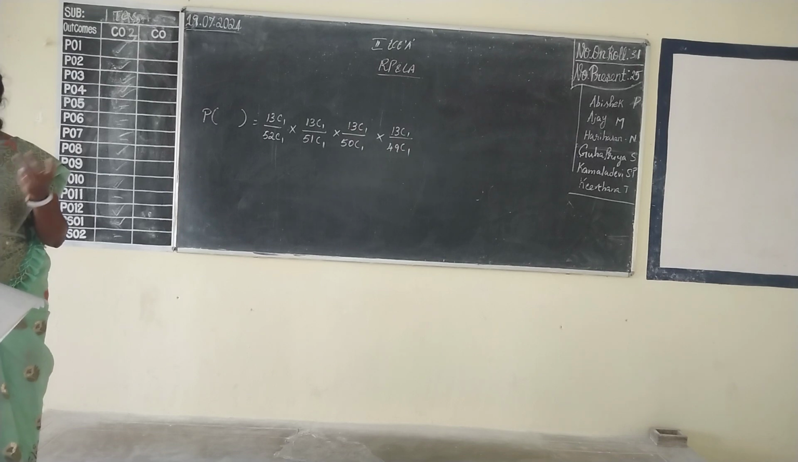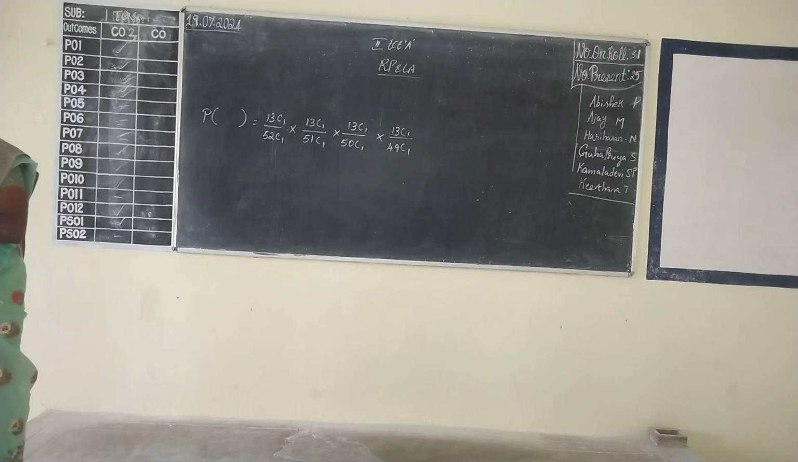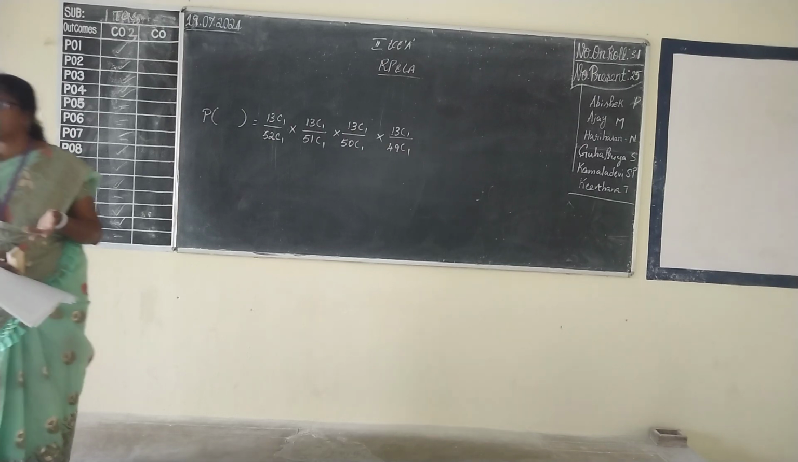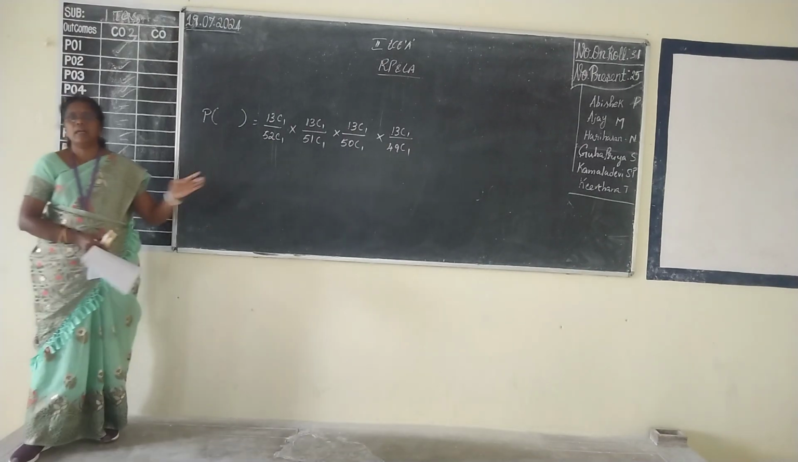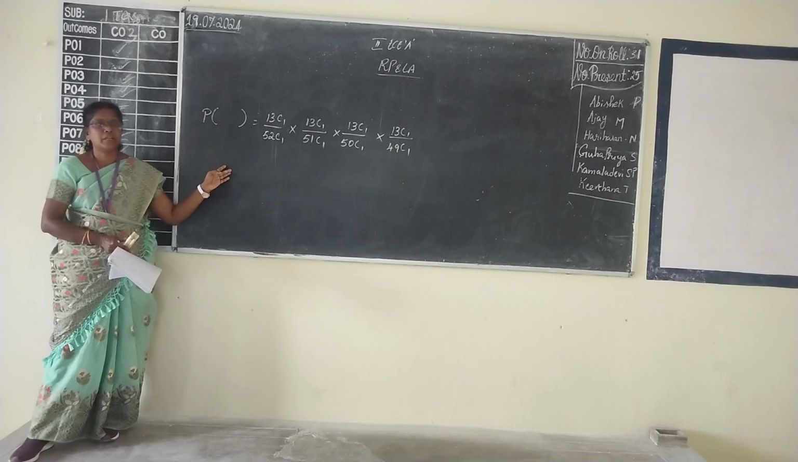Getting a king or getting a queen. Like that they can give many variations and ask them as an exam question, but very rare. Okay, take it out. Should we go for the next one?